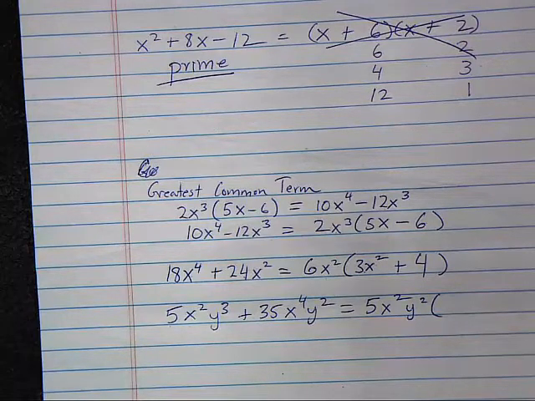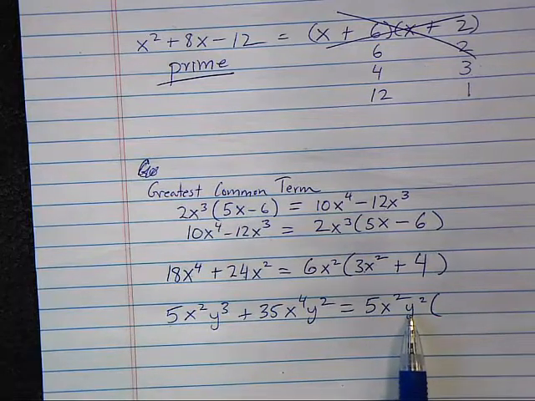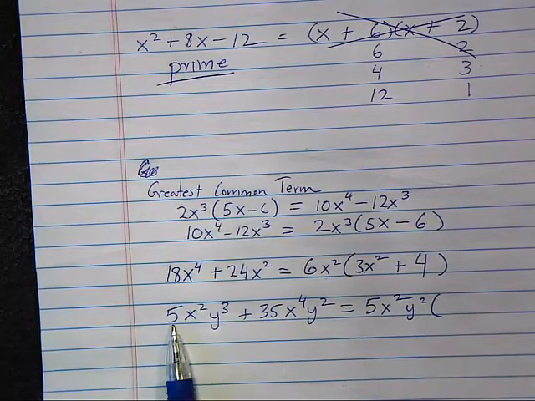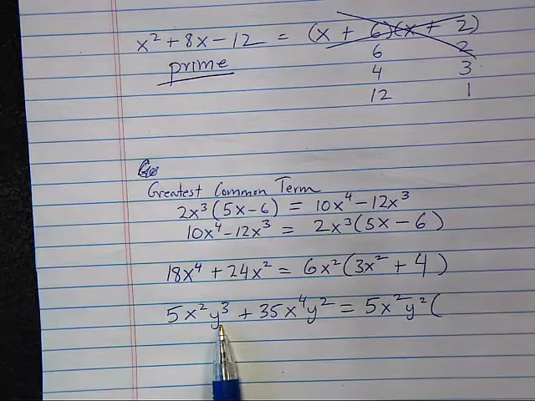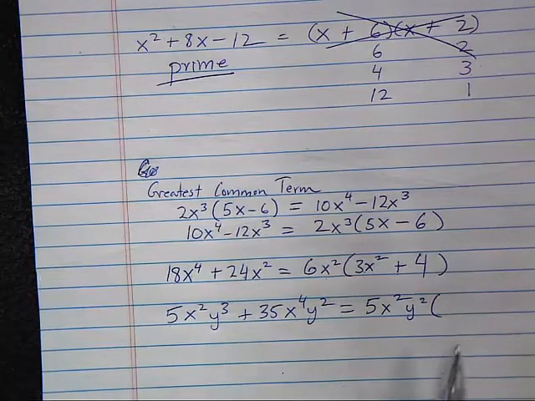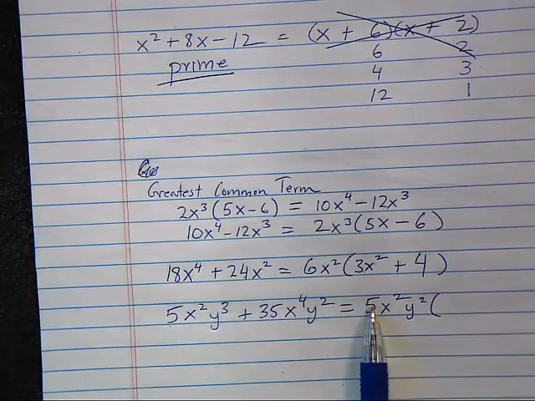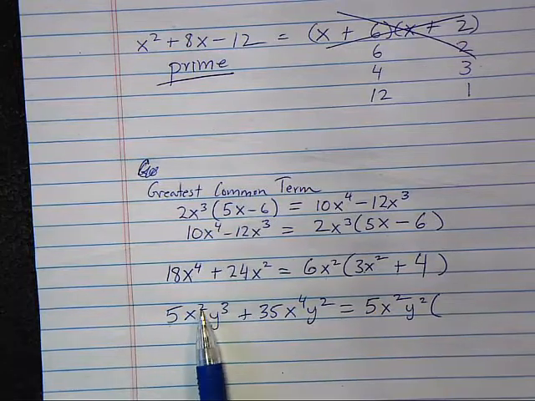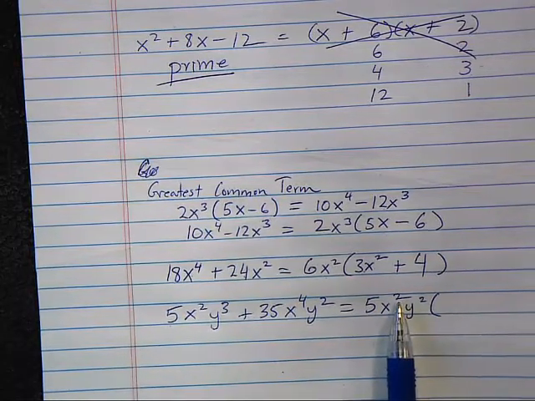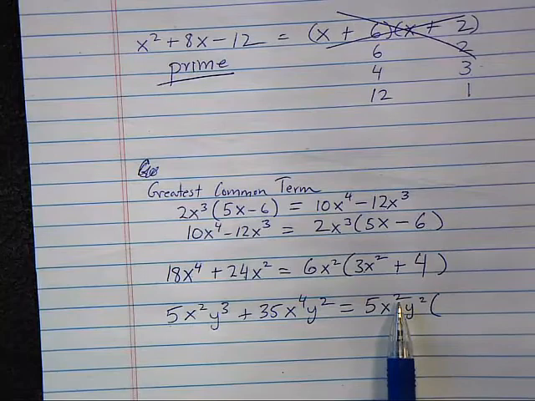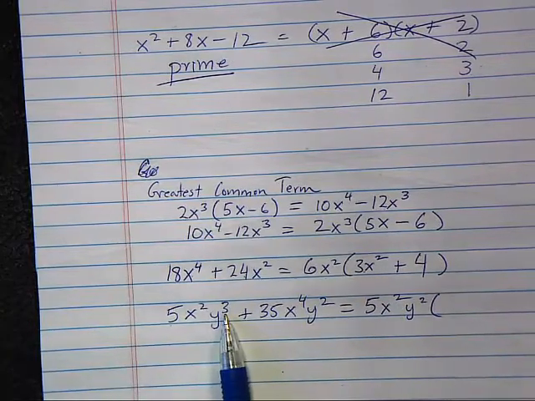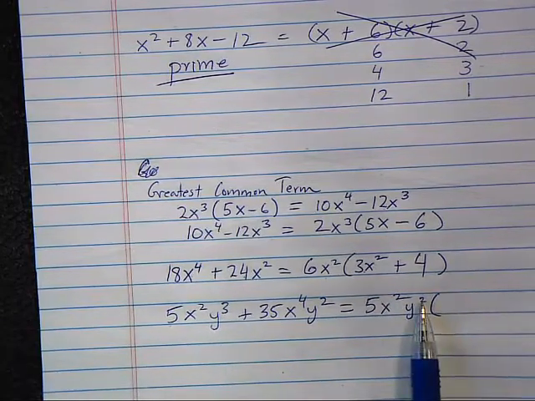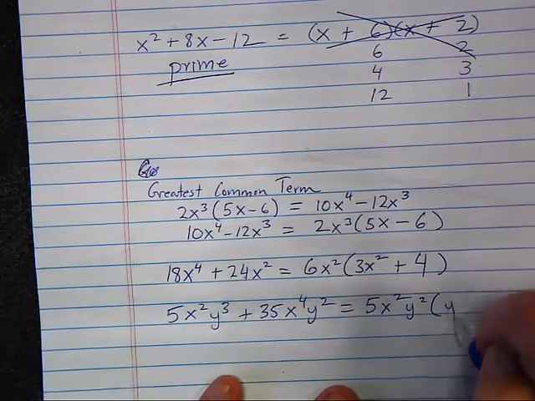Okay? So let's see. I have 5x squared y squared. I need to get 5x squared y cubed. So all I need is the 5 and the 5. Those already match up. On the x's, I started with 2. I took out 2. 2 minus 2 is 0, so I don't need any more x's. I started with 3 y's. I took out 2 y's. 3 minus 2 is 1, so I need the y to the 1 right there.